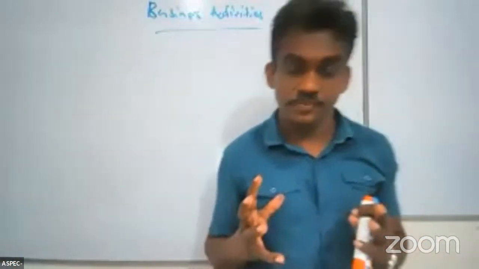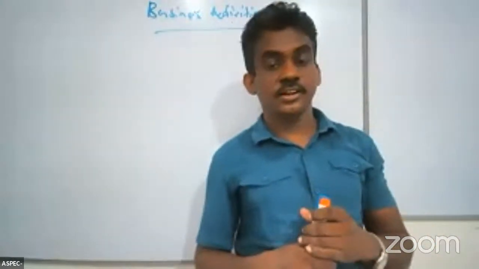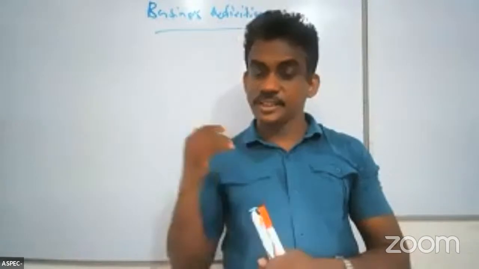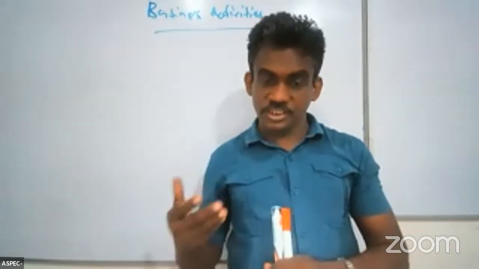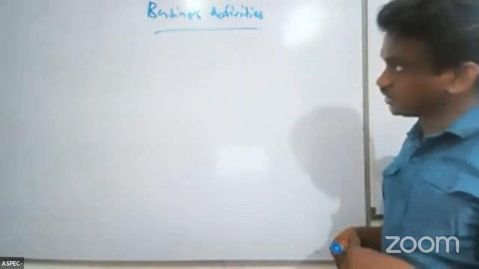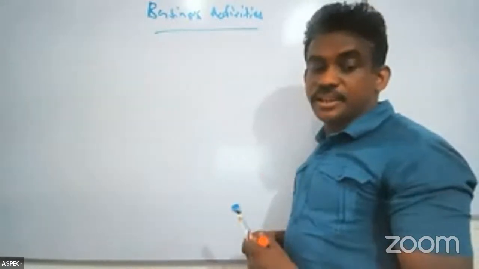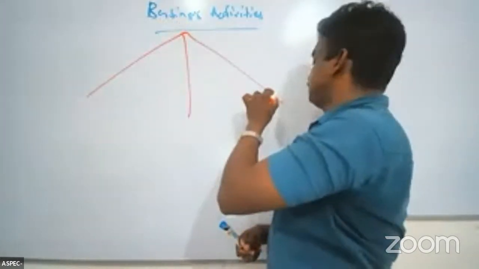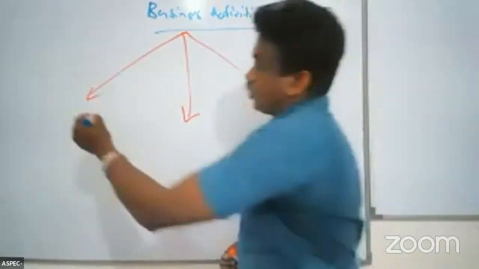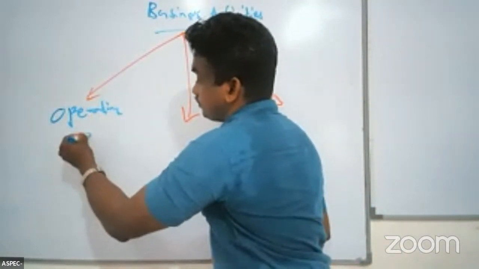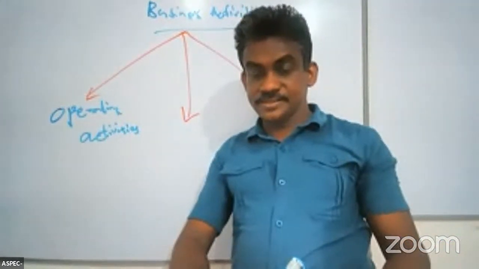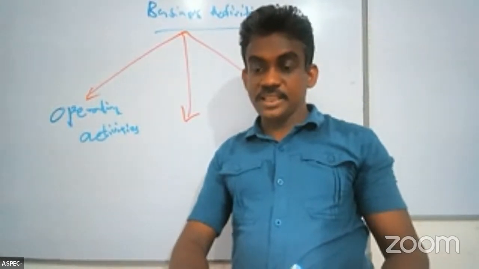Business is an organization, a group of people who work together to achieve a common goal. Then business activities are any events that are undertaken by a corporation for the purpose of earning profit. All those business activities can be categorized under three major headings. First one, we can say operating activities.